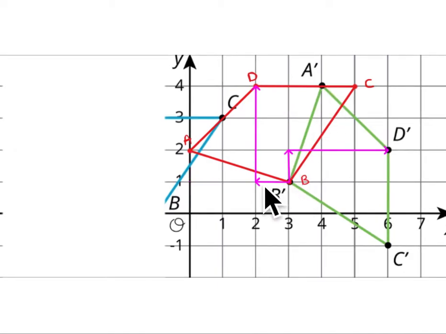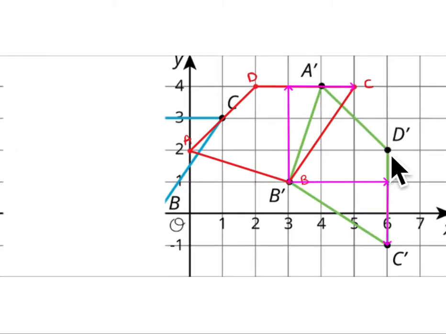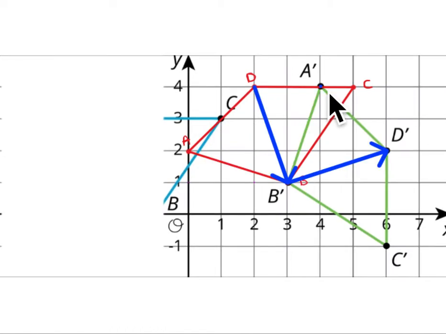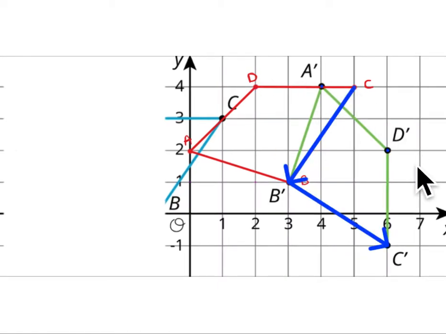D, 1 over, 3 up, 1, 2, 3. 1 up, 3 over, 1, 2, 3. And then finally C. 1, 2, 3, 1, 2. 1, 2, 3, 1, 2. And so this is the 90-degree rotation of A. Goes from here, and it ends up rotating over to here. 90-degree rotation of D, and a 90-degree rotation of C.